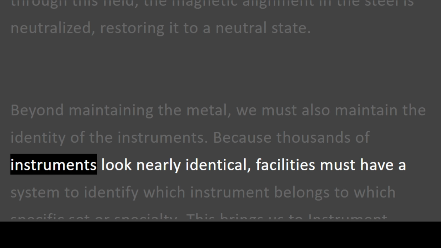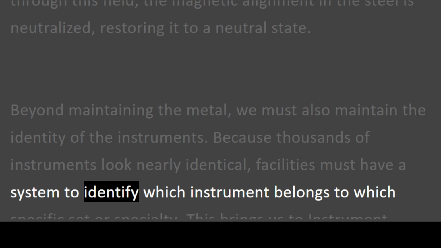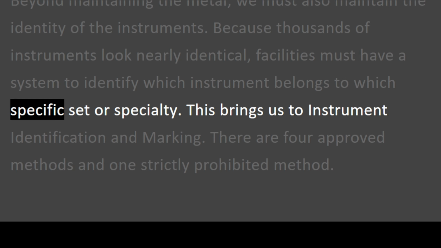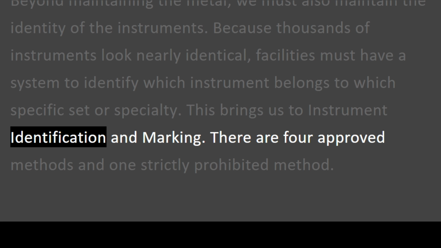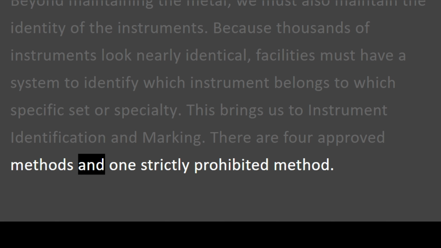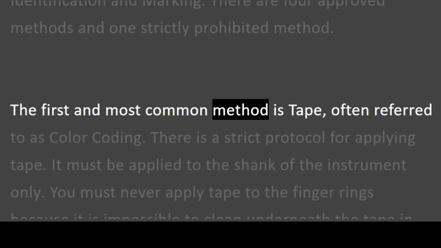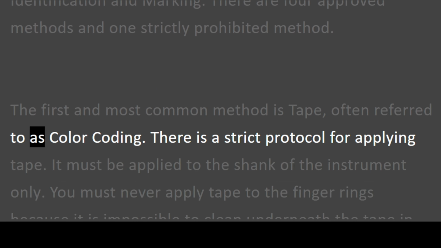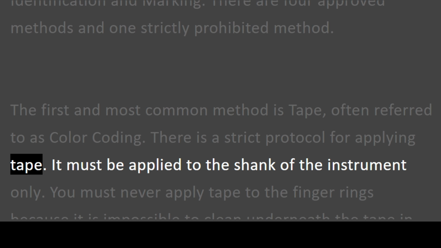Because thousands of instruments look nearly identical, facilities must have a system to identify which instrument belongs to which specific set or specialty. This brings us to instrument identification and marking. There are 4 approved methods and 1 strictly prohibited method. The first and most common method is tape, often referred to as color coding. There is a strict protocol for applying tape.